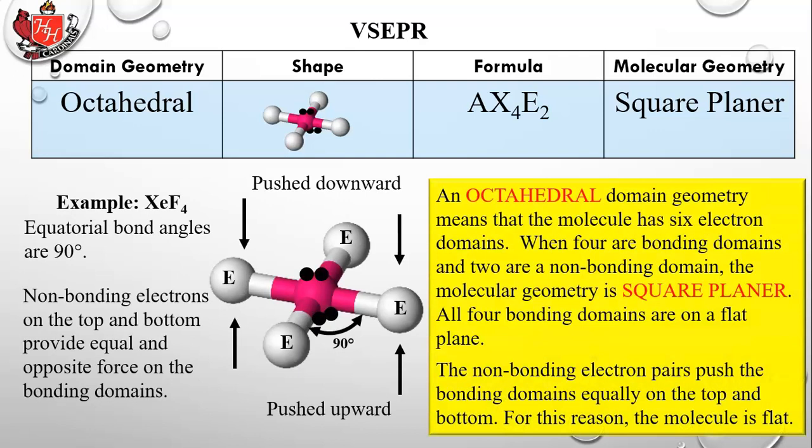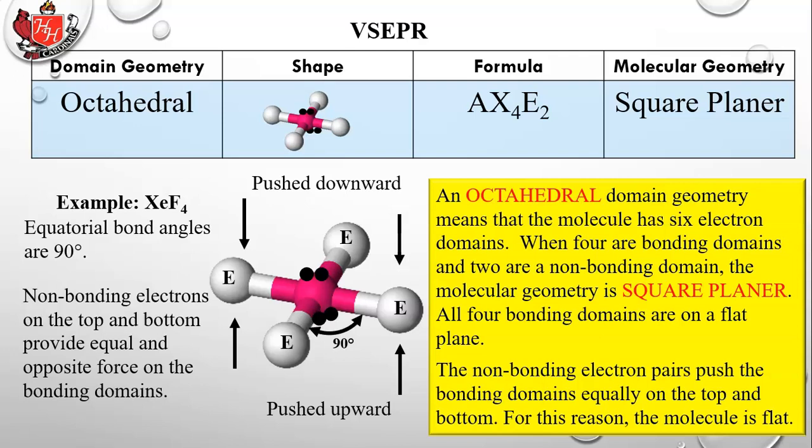So an octahedral domain geometry means that the molecule has 6 electron domains. When 4 are bonding domains and 2 are non-bonding domains, the molecular geometry is square planar. All 4 bonding domains are on a flat plane. The non-bonding electron pairs push the bonding domains equally on the top and on the bottom. For this reason, the molecule is flat.